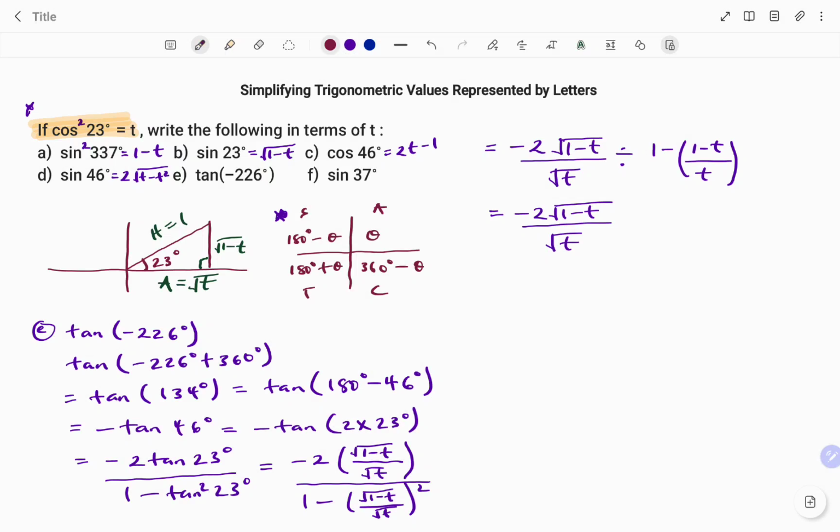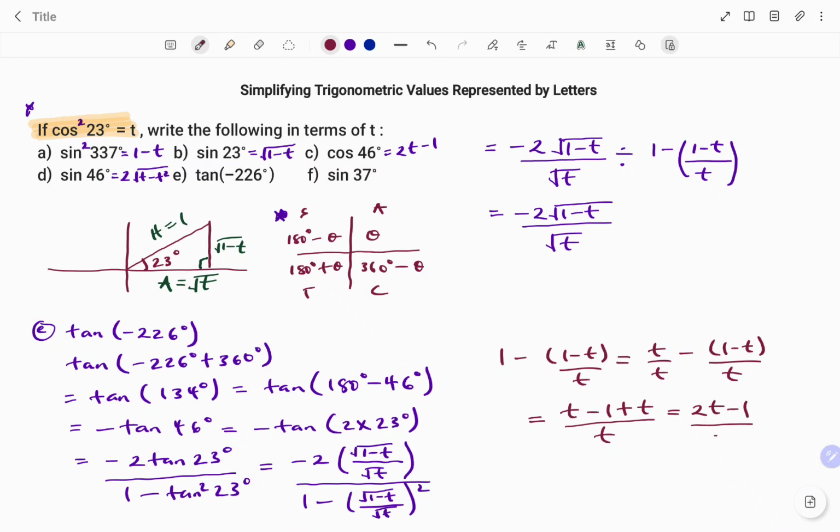I'm going to work that out by the side. I have 1 minus, in bracket, 1 minus t over t. That's the same as t over t. I'm going to make the denominator the same, minus 1 minus t over t. And because the denominators are the same, putting them under the same denominator, at the top I have t minus 1 plus t, which is equal to 2t minus 1, all divided by t. So going back to my calculation, I have divided by 2t minus 1 all divided by t.